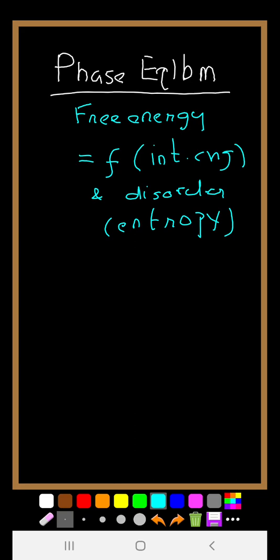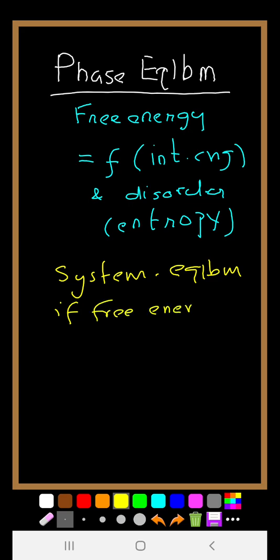Now a system is at equilibrium if its free energy is at a minimum under some specified combination of temperature, pressure and composition. In a macroscopic sense, this means that the characteristics of the system do not change with time but persist indefinitely, that is, the system is stable.